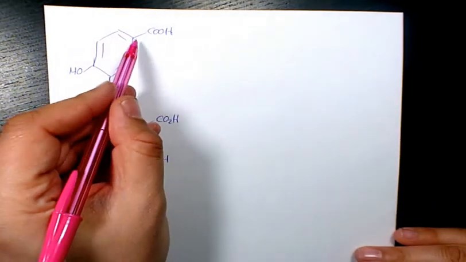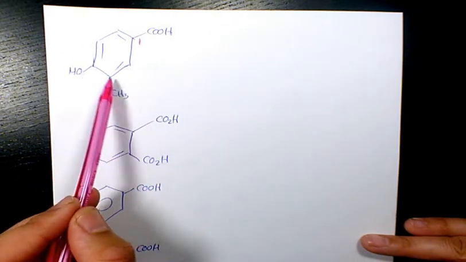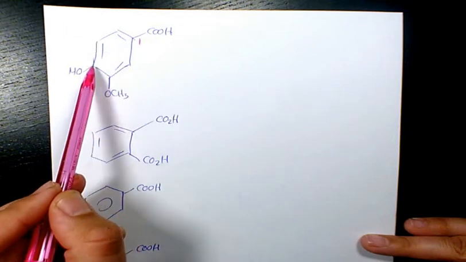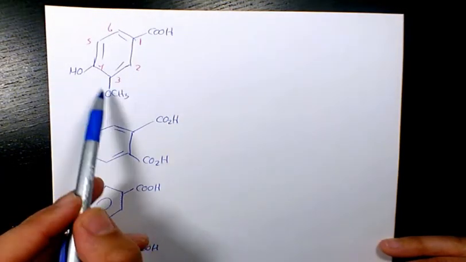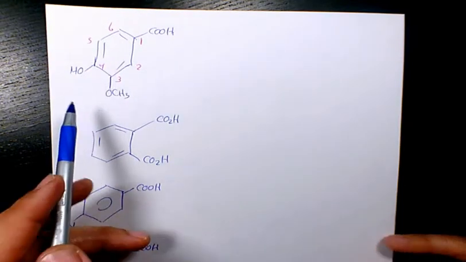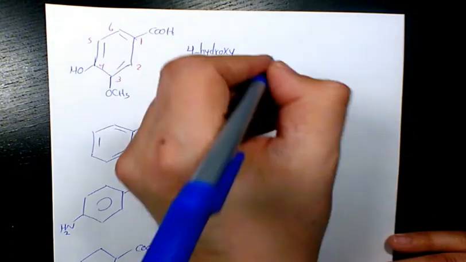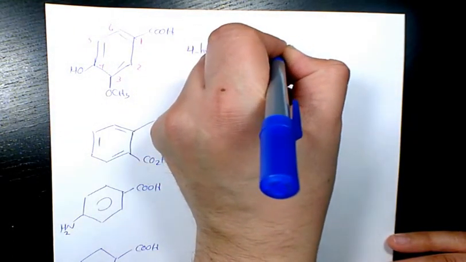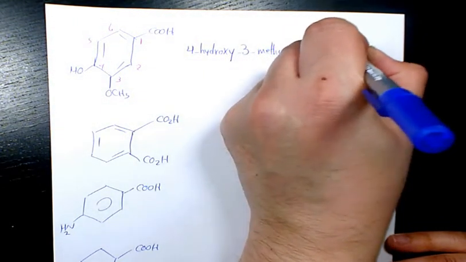This one, again, we need to start numbering from here. 1, should we go this side or the other side? If we go this side, it's going to be 2, 3, and 4. 3 and 4. If we go that side, it's going to be 2, 3, 4, and 5. So it's better to start numbering this way. 2, 3, 4, 5, and 6. So we have 3-methoxy and 4-hydroxy. So we need to start with hydroxy because it comes first in alphabetic order. So we have 5-hydroxy, 3-methoxybenzoic acid.